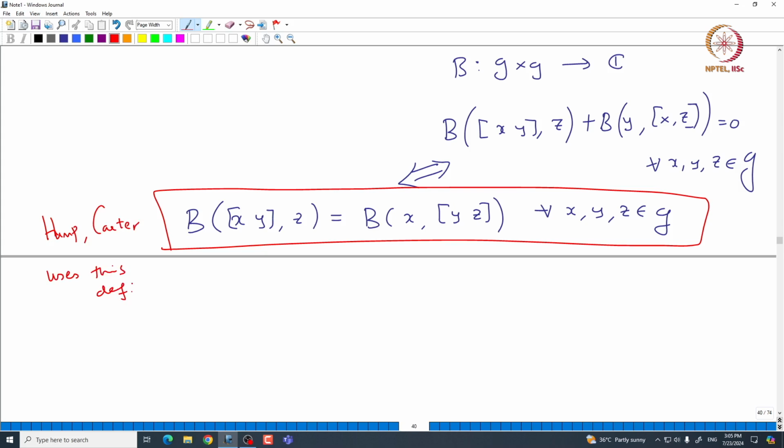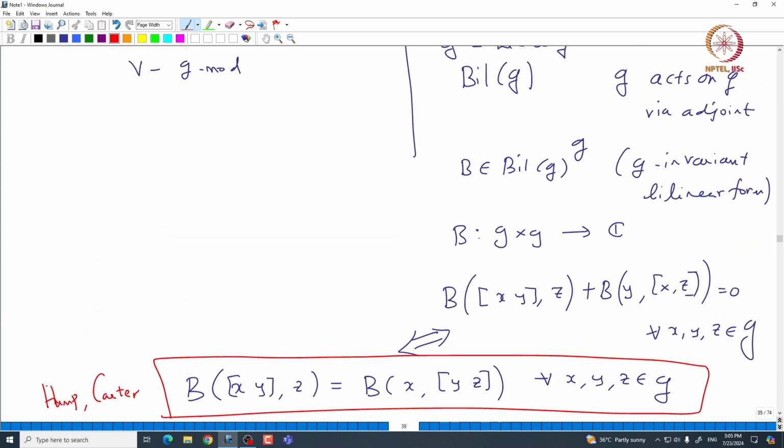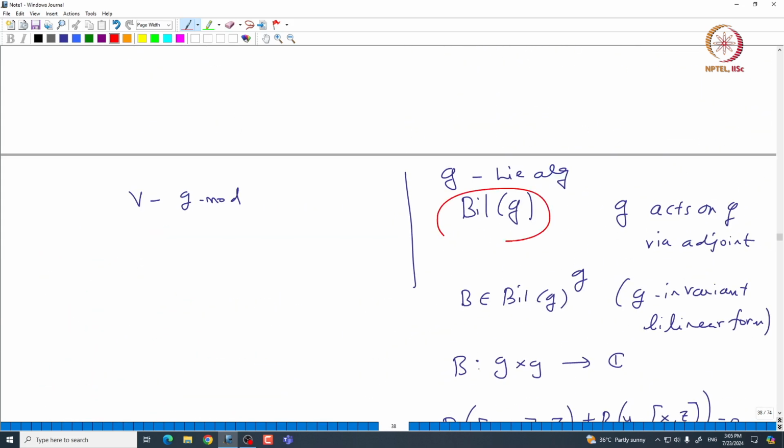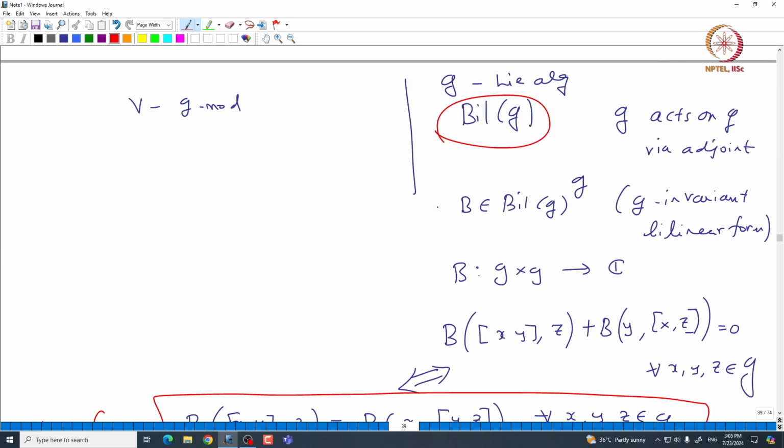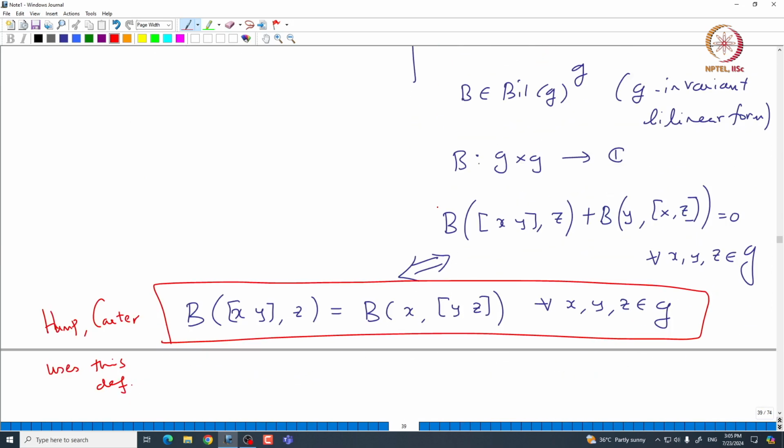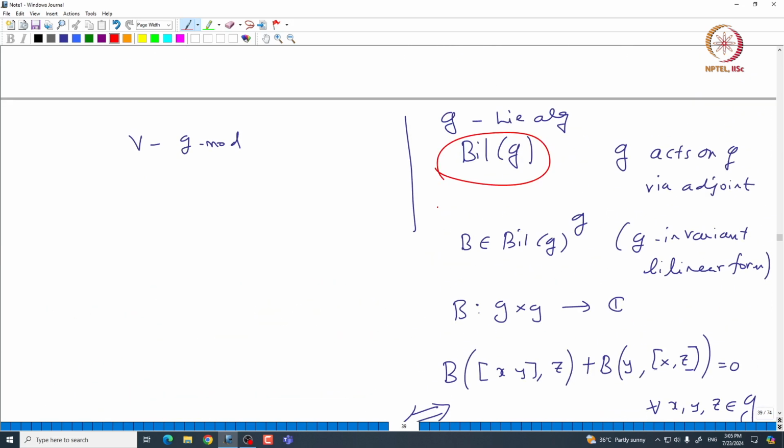And of course, one can start with the definition and then just build the theory, but this approach of considering bilinear forms on G and then looking for the G invariant element there actually motivates us to define these G invariant bilinear forms very naturally. Okay. So, now how do we get these G invariant bilinear forms using some general methods? Let us see that.